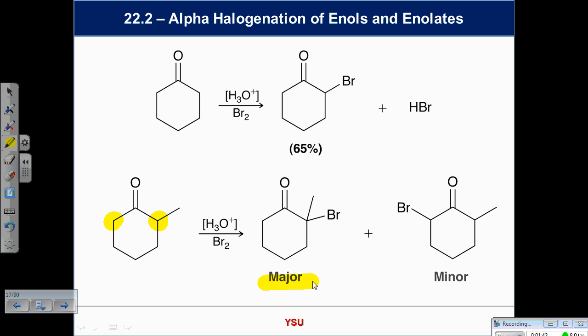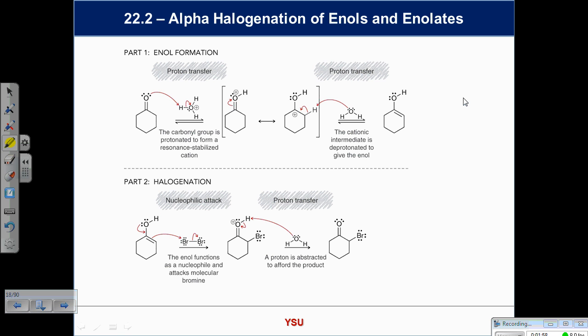And the outcome here will be based on how much of each enol you have, and that will be based on the Zaitsev idea of stability. So in that case, you get two different materials. It turns out that the more highly substituted one is major and the lesser substituted one is minor, not necessarily because of the stability of the products, but because of the amount of the intermediates that you have, the amount of enols that you have. So we did look at the mechanism.